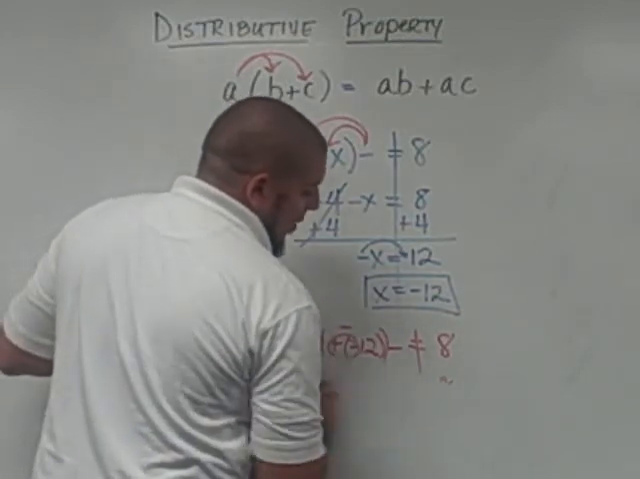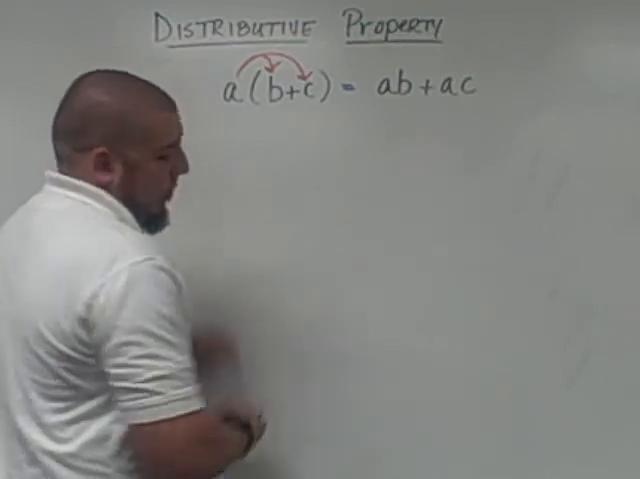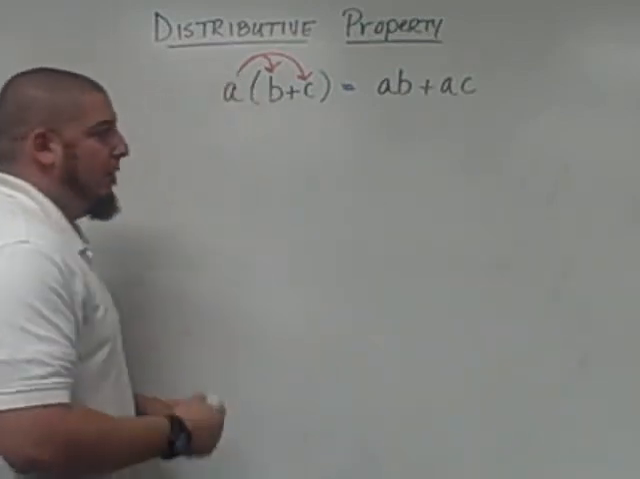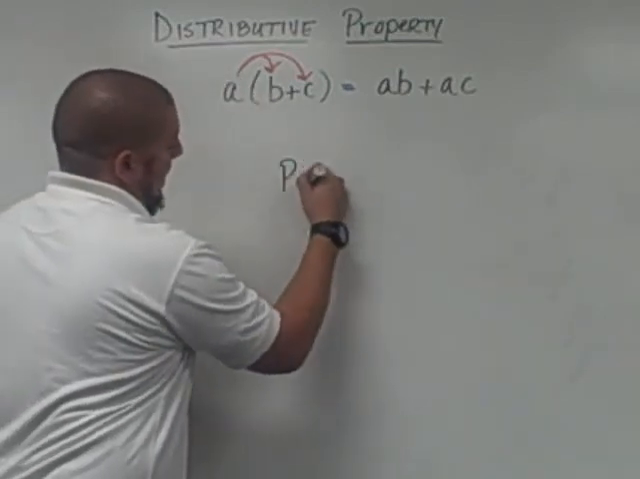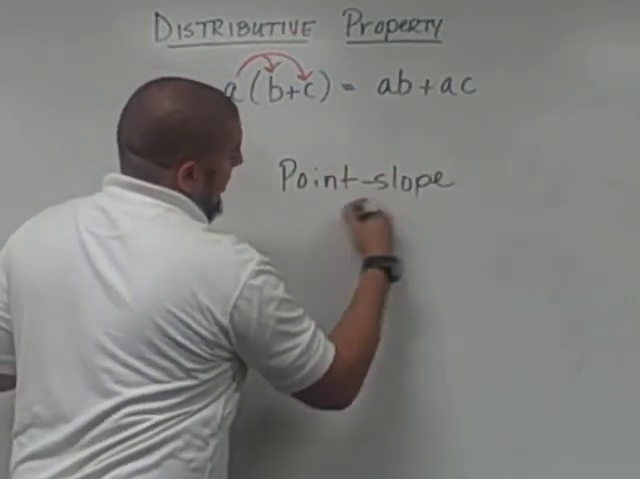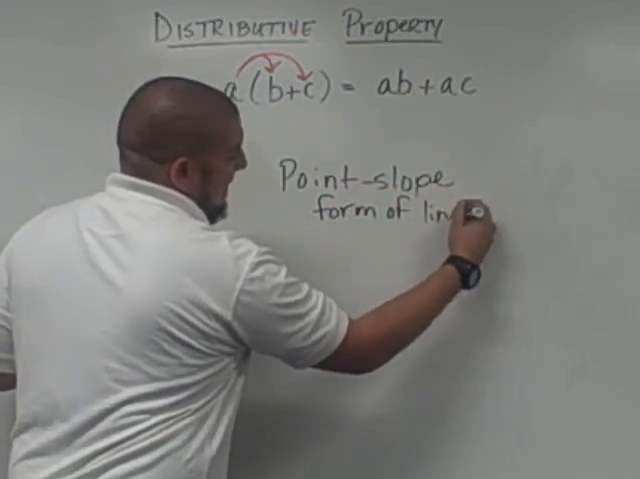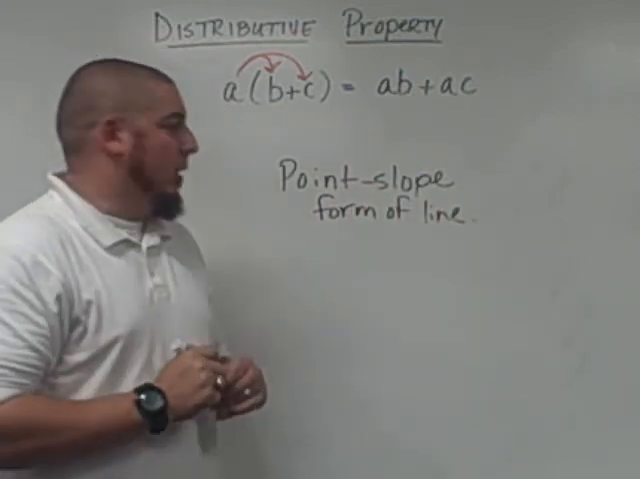If we have time tomorrow, I'm going to show you something called the point-slope formula. If you have time and feel the need, you guys can look it up. It's called point-slope form of a line. That is our next topic that we're going to discuss if you want to get ahead.